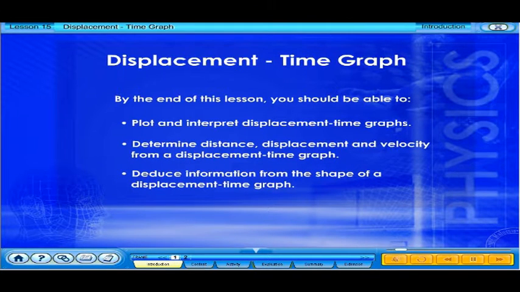By the end of this lesson, you should be able to plot and interpret displacement time graphs, determine distance, displacement, and velocity from a displacement time graph, and deduce information from the shape of a displacement time graph.